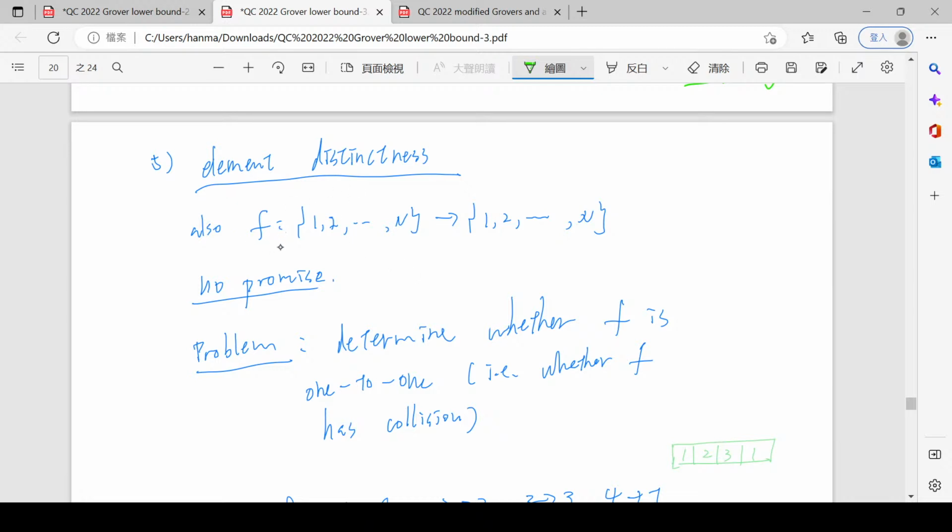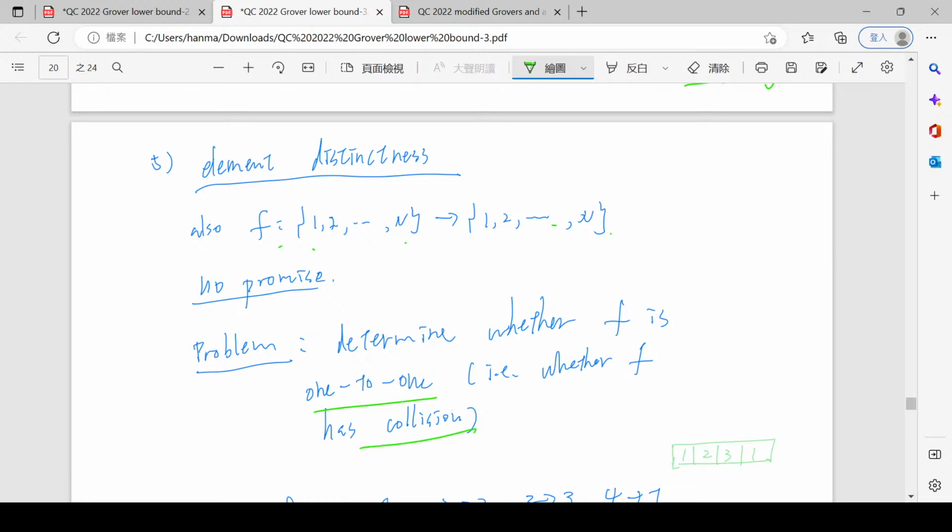So we also have our f from 1 to n to 1 to n. Sometimes people use 1 to n for the easier lower bound, but for simplicity, we just think the range and the domain are the same. Anyway, the function is 1 to n to 1 to n, but now there is no promise. The function can be anything. And now we just want to decide whether f is 1 to 1 or there is any collision at all.